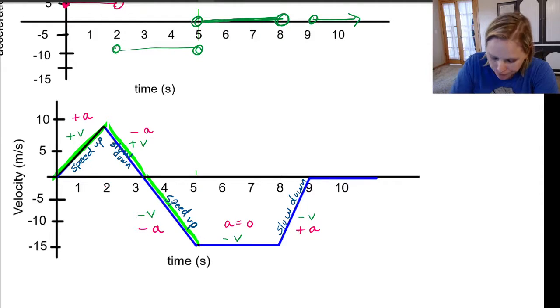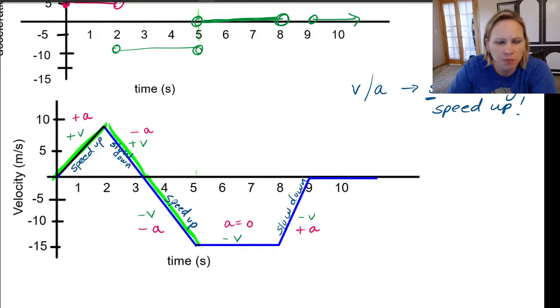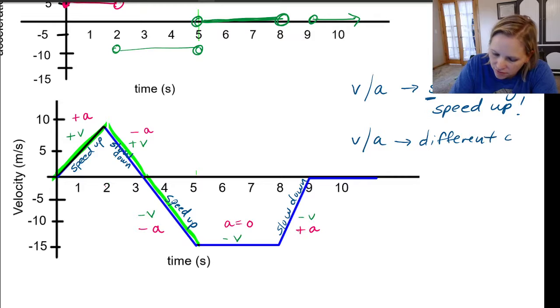I hope you did. And I hope you noticed that when velocity and acceleration have the same sign, same, SSS, we speed up. Same sign, speed up. When the velocity and the acceleration have different signs, that positive-negative relationship, we're going to be slowing down.